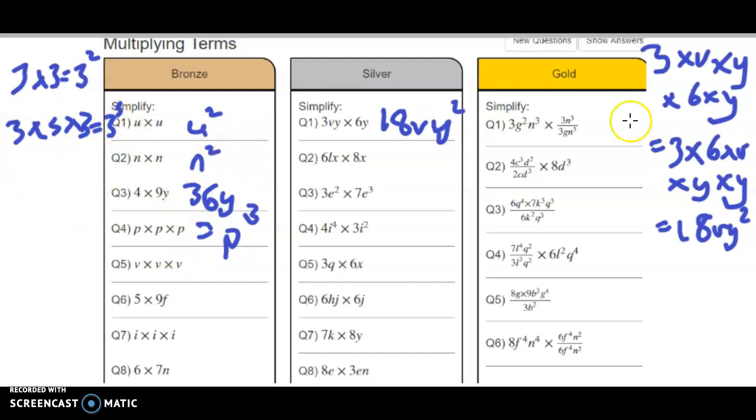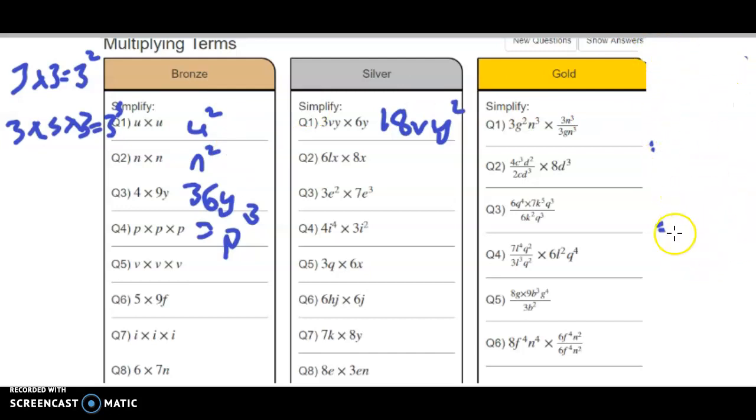That simplifies it. I'm going to look at the gold ones, and these are meant to be gold. They're not simple. They're not easy questions. They're meant to be tough because you've got division in there as well as multiplication. Now, we've got n to the power 3 divided by n to the power 3 on this one. That's 1. Anything divided by itself is 1. 3 divided by 3, that's 1. So in essence, you've got 3g squared n cubed times 1 over g. Because 3 divided by 3 disappears, n cubed divided by n cubed disappears, you've only got this g. So your whole answer ends up being 3g squared.